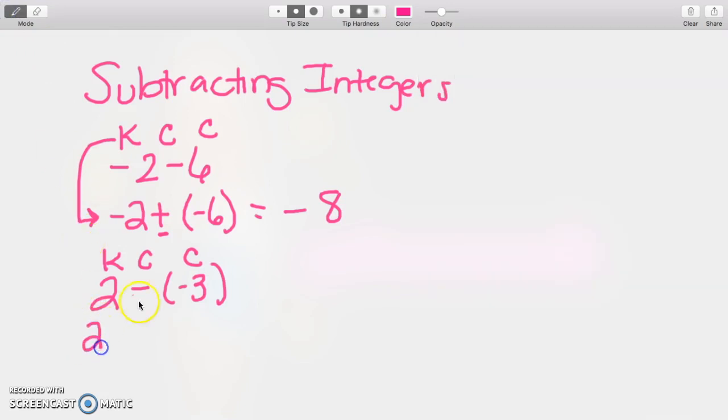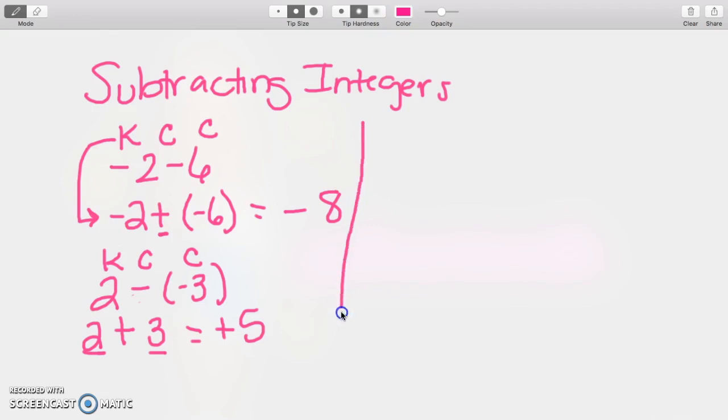You're going to keep a positive 2. You're going to change the subtraction sign to a positive sign. You're going to change this negative 3 to a positive integer. What are we going back to? Yes, you guessed it. We're going right back to adding integers with the same sign. So 2 plus 3 will give you a positive answer, so your answer is positive 5. Do not get confused with keep, change, change. Just know that when you keep, change, change, you're working with integers when you're subtracting, okay?